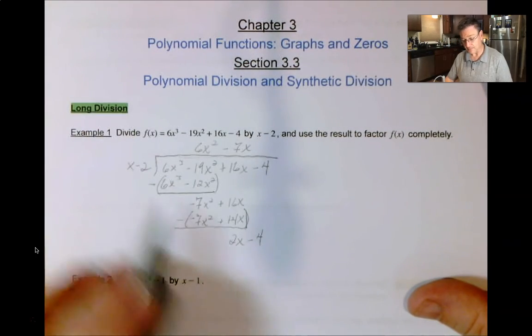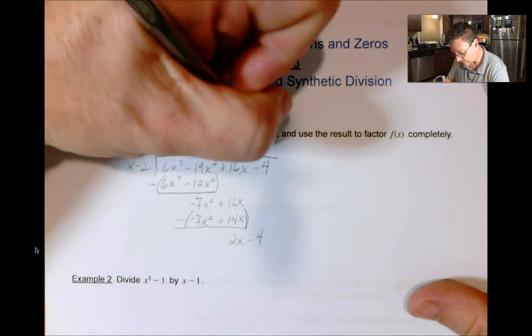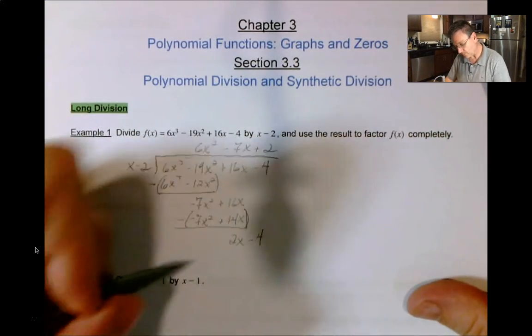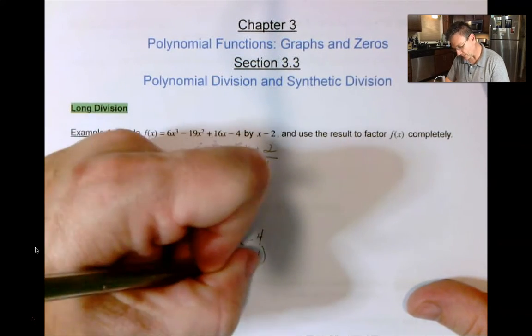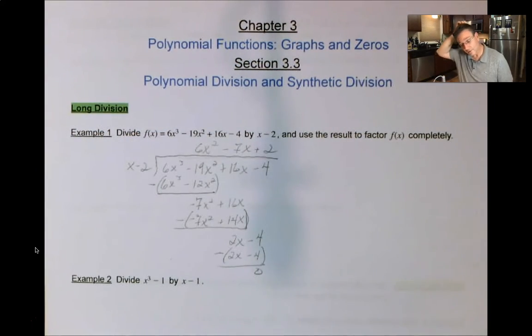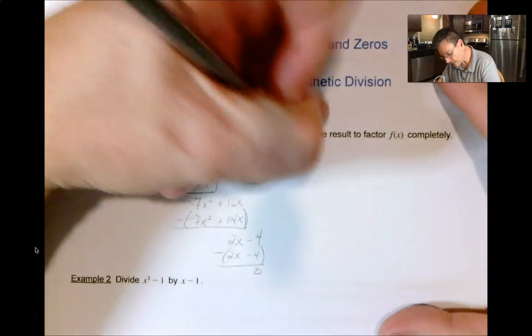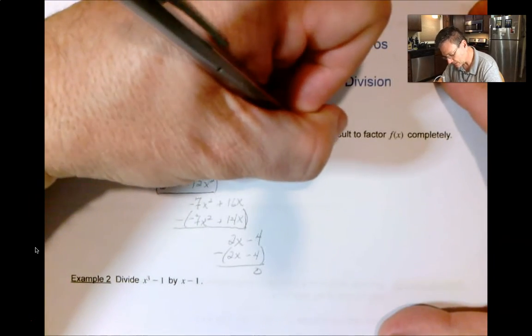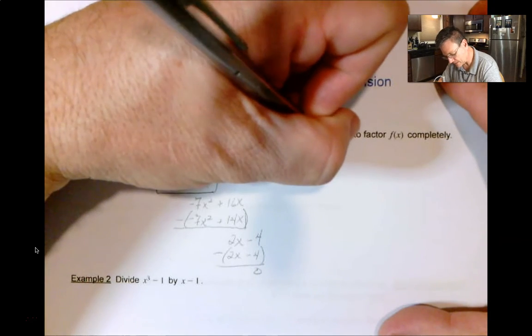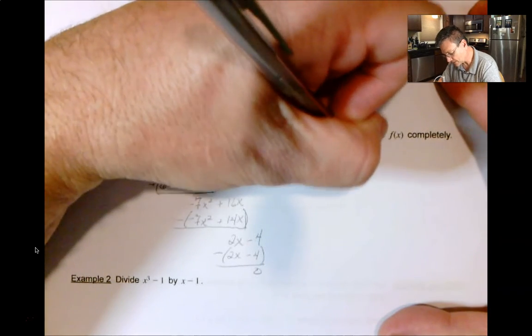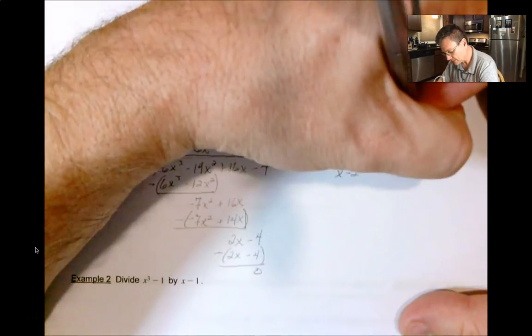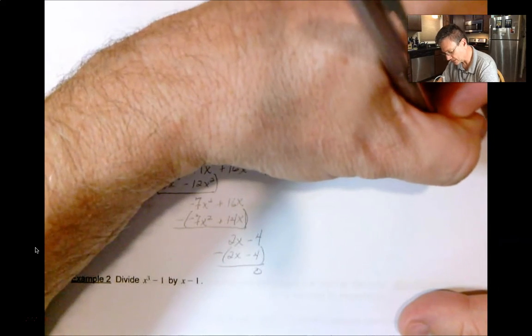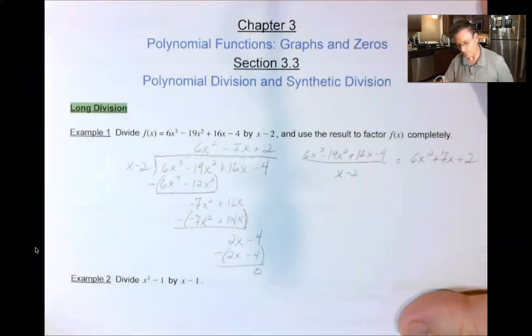What do we multiply x by to get 2x? 2. Distribute: 2x minus 4. Subtract it. We have a remainder of 0, which means that 6x cubed minus 19x squared plus 16x minus 4 divided by x minus 2 equals 6x squared plus 7x plus 2.